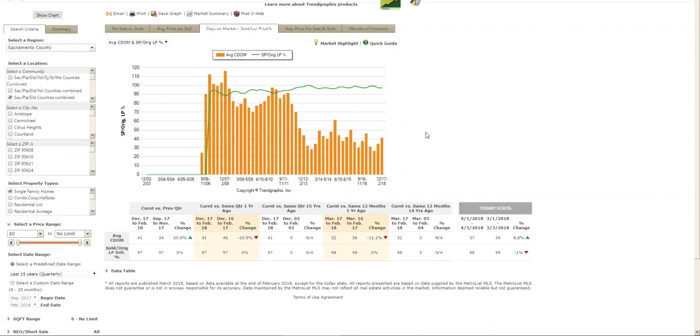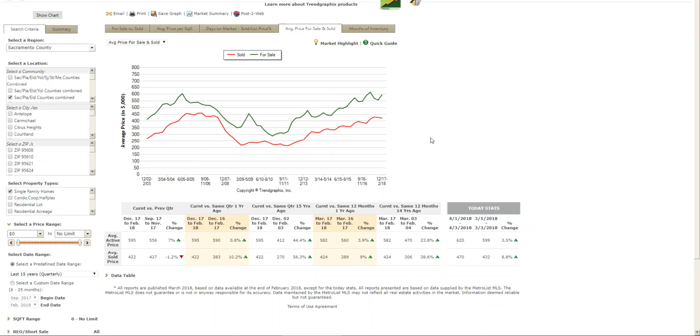You see days on market. Days on market are starting to increase from a quarterly standpoint. You see the average price to sold. You see that sellers think that they're going to get more for their house, and in reality, they're getting less for their house versus what it's on the market for versus what it's selling for.